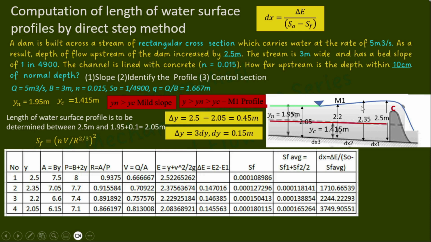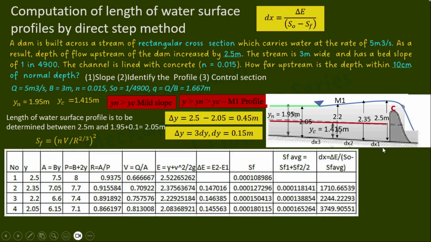Similarly, for the section between 2.35 and 2.2 meter, we continue the calculation of E. Then we find the delta E between these two sections and calculate the average of Sf between these two sections, that is this value. Dividing this delta E by S0 minus Sf bar gives dx2 as 2244.2 meter. The same calculation continues for the flow depth of 2.05 meter, and dx3 is obtained as 3749.9 meter.